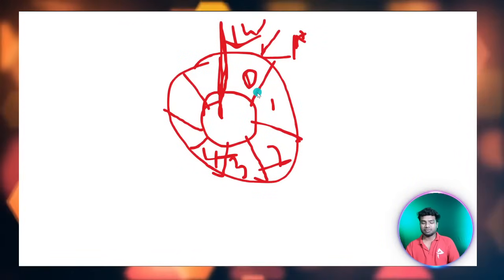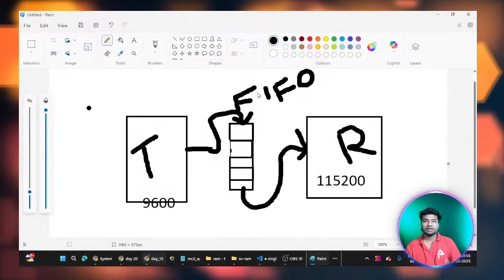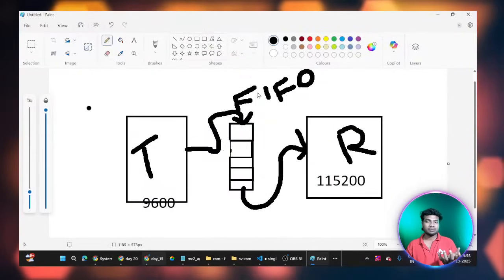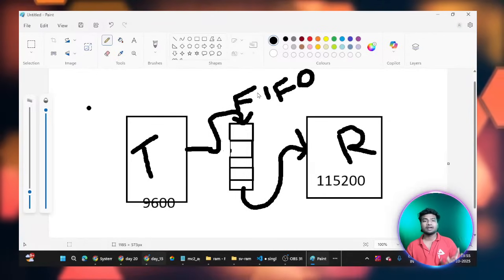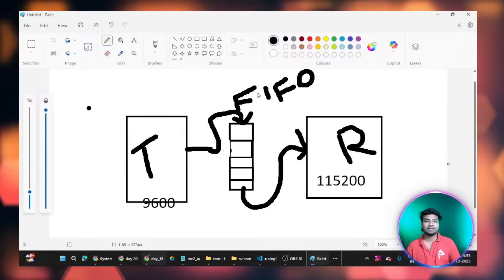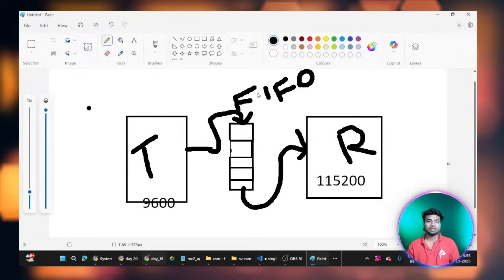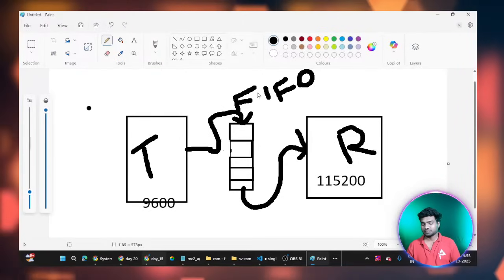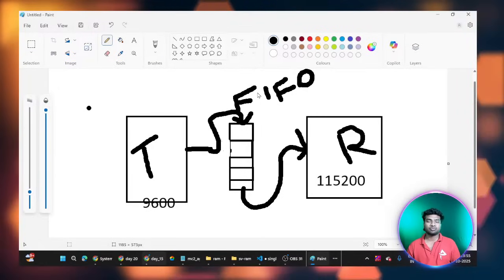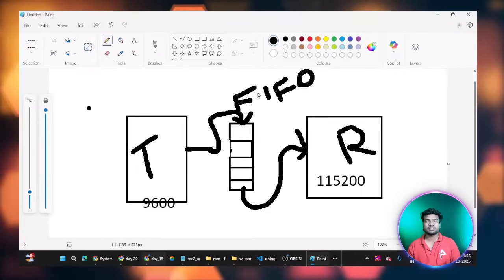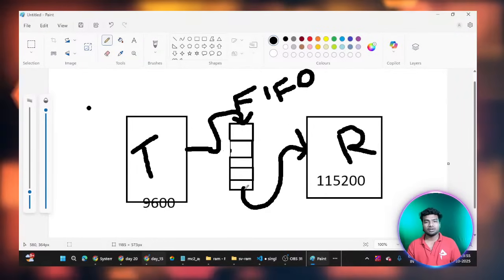A FIFO buffer means you can store the data. The main purpose of the FIFO buffer is that by using it you can make synchronization between two different or multiple different clock frequency devices, and also two different UART baud rate devices. If you want to synchronize two devices, you can use this FIFO buffer.